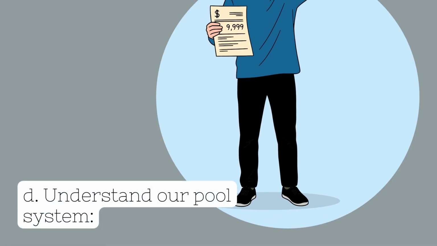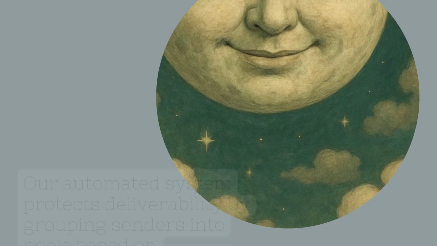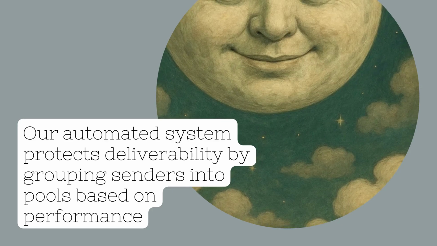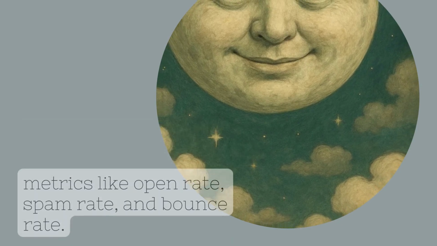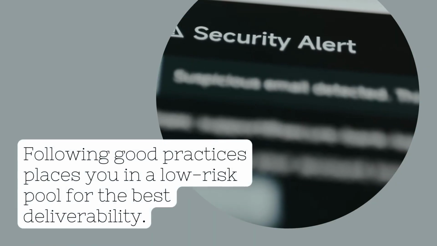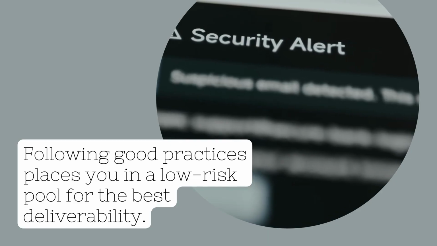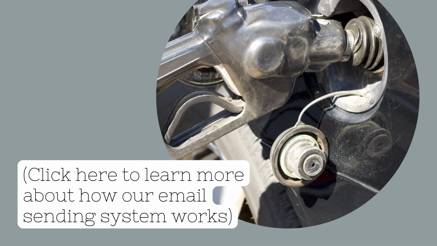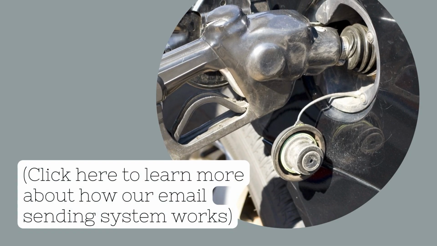D. Understand our pool system. Our automated system protects deliverability by grouping senders into pools based on performance metrics like open rate, spam rate, and bounce rate. Good practices places you in a low-risk pool for the best deliverability. Click here to learn more about how our email sending system works.